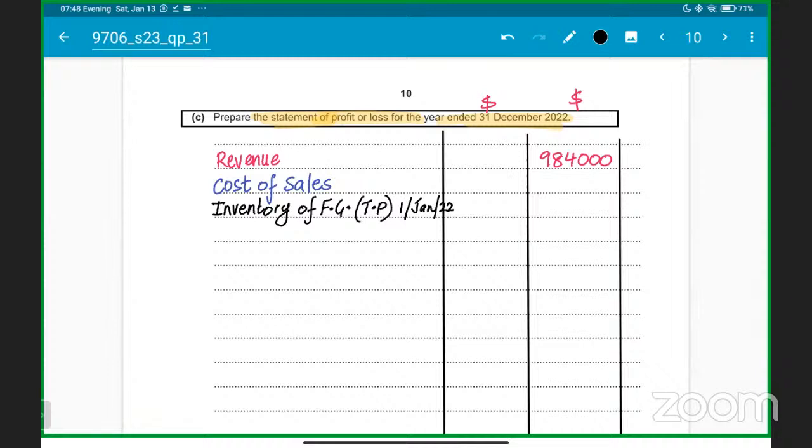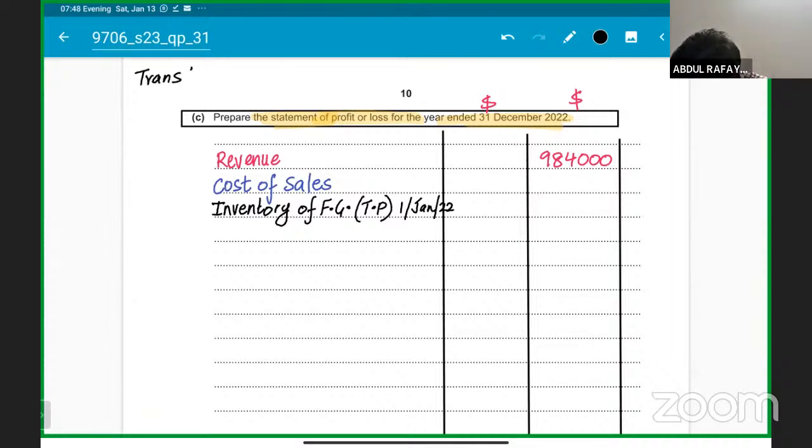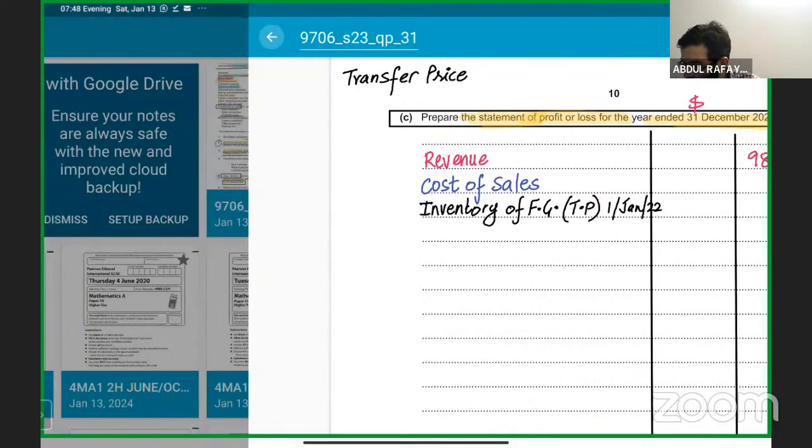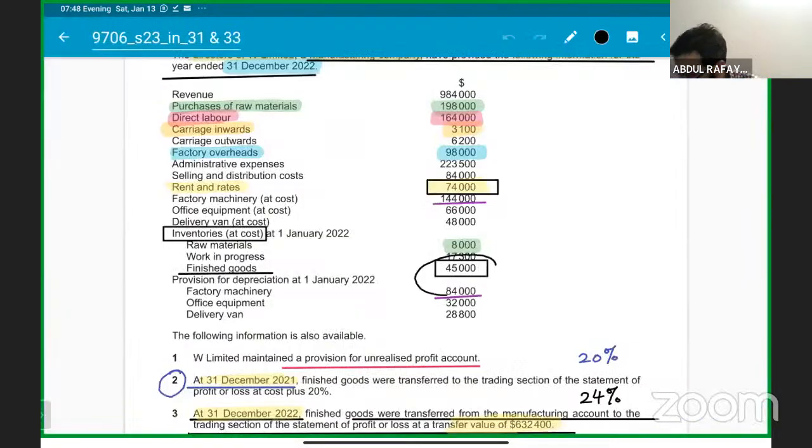Okay, inventory of the finished goods will be at that transfer price. TP means transfer price. So students need to understand that opening inventory is 45,000, but this is at cost.